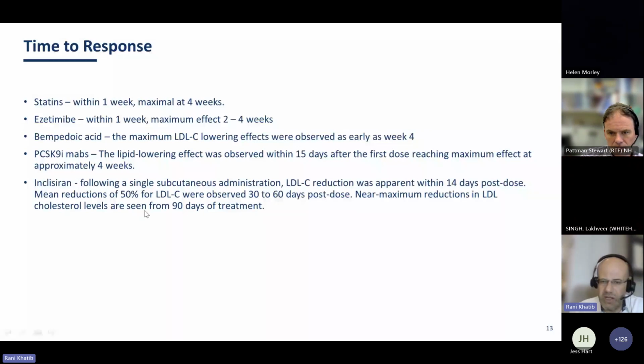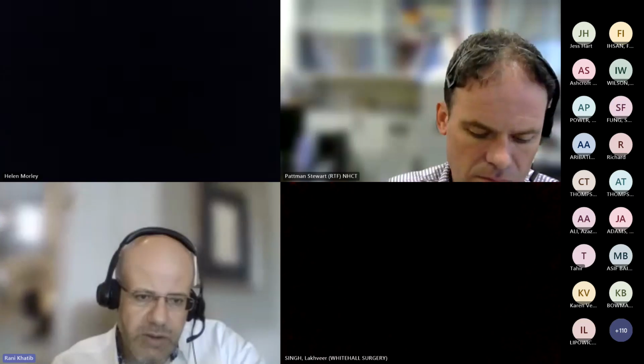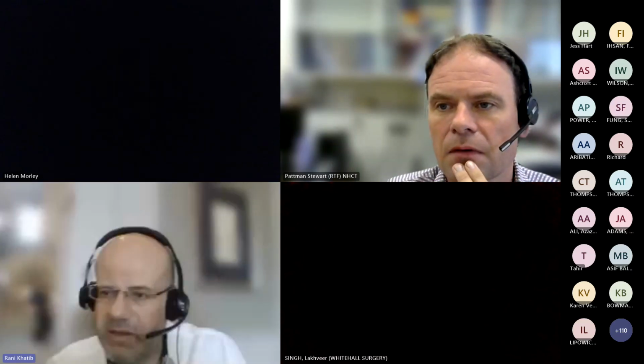And the inclisiran question is slightly different because the administration is slightly different, but usually near maximum effect you get from inclisiran within about 90 days of treatment. I hope that gives you a bit of an idea. I'm not sure if there are any questions, sorry, in the chat about anything.